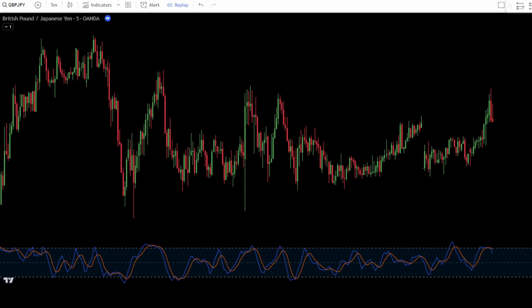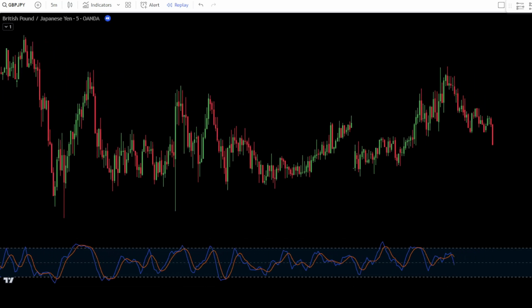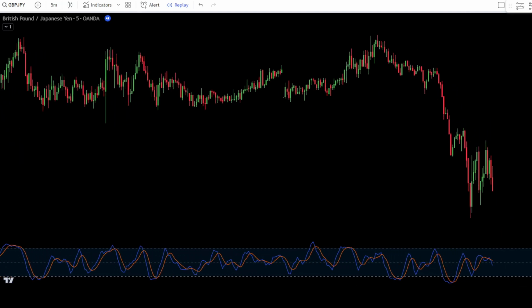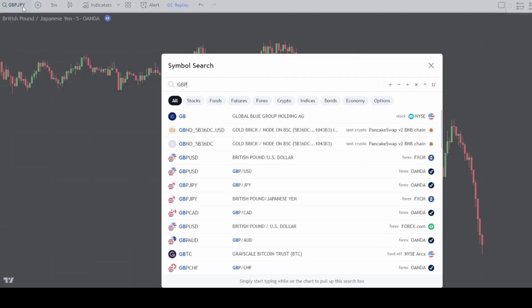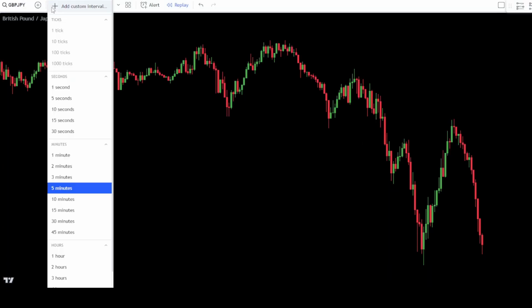Let's demonstrate this scalping strategy using TradingView, but you can follow the same steps if you're using a different platform. Open your TradingView platform now. For this example, we'll be using the GBP-JPY pair. So, set your pair to GBP-JPY. Then, set the time frame to 5 minutes.